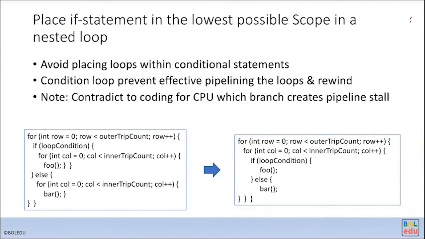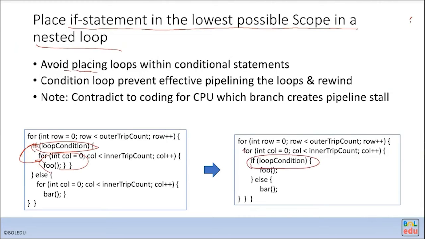Okay, the next good practice is we try to place the if statement in the lowest possible scope in a nested loop. So we try to avoid placing a loop within a conditional statement. For example, in this code, you have a conditional statement for two different loops, and then you move the conditional statement inside the loop. This is good for the data flow and also good for the loop flatten.